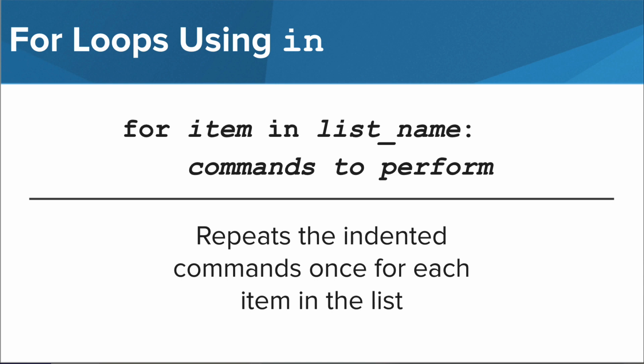Instead of using the syntax for i in range, we can actually simplify this to just repeat an action once for each item found in a list, instead of accessing the items using the value of i. We can use the syntax for item in list, where item is a variable that correlates to each item in a list one by one, and list name is the list we want to iterate through. This will repeat the set of commands once for each item in the list.